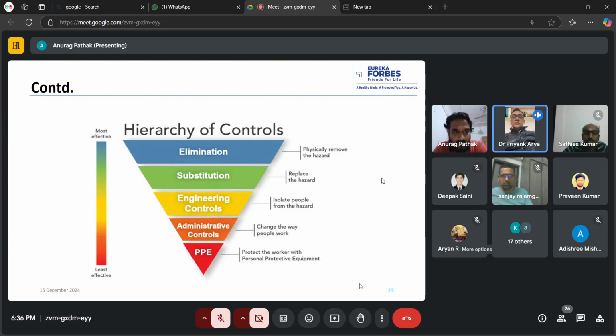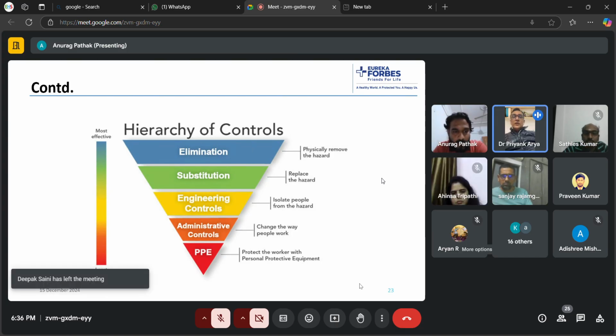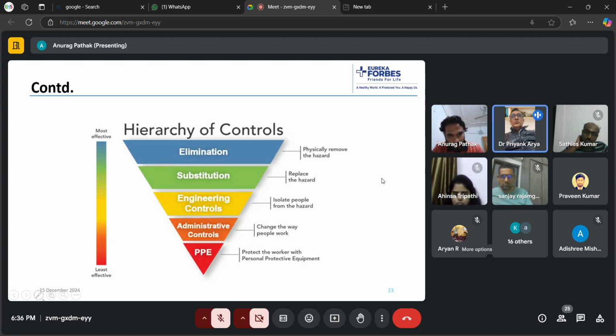Third is, as written over here, engineering control. What does it mean in engineering control? First, you have to relocate that fan. If you could not relocate, then what you can do is put a fine mesh over that fan and prevent such type of incident if a person wants to do it. There is a very standard method to control any hazard.